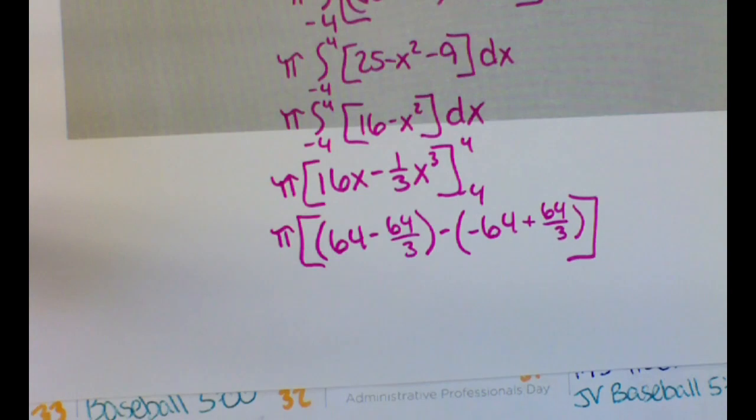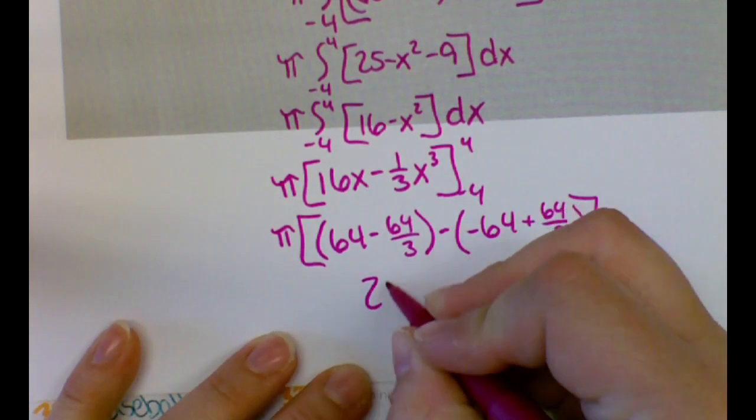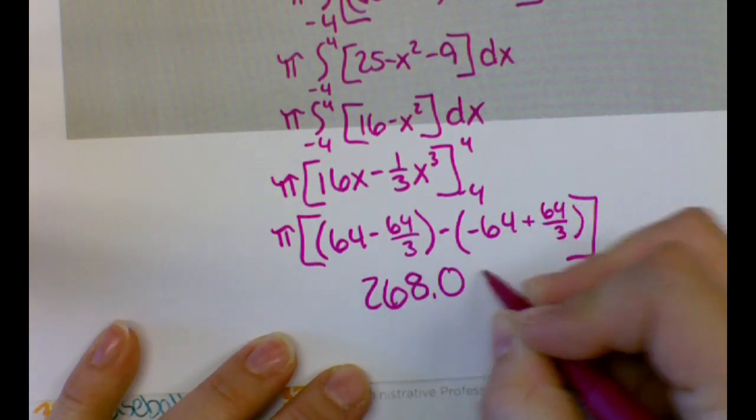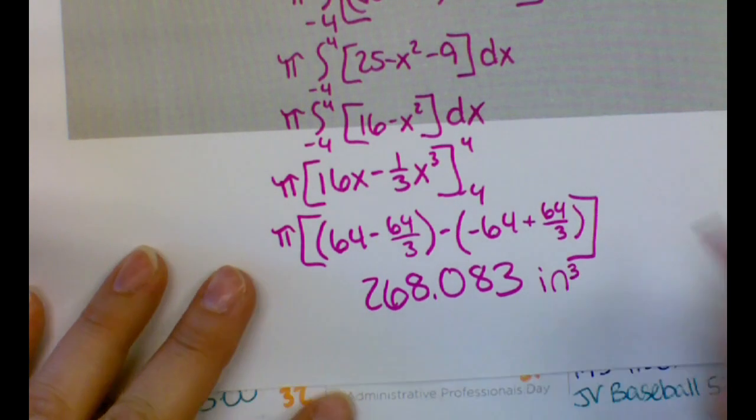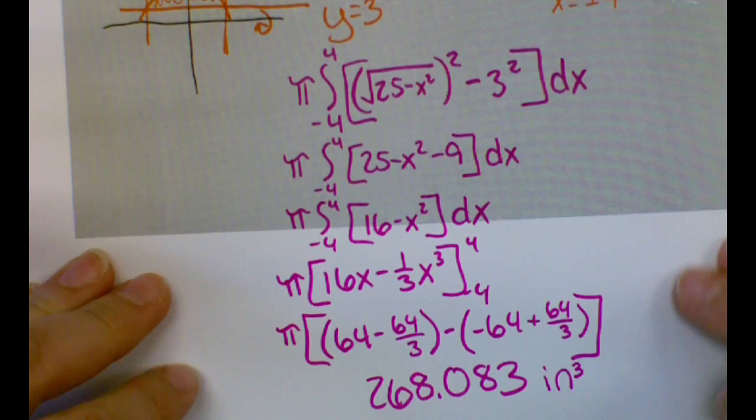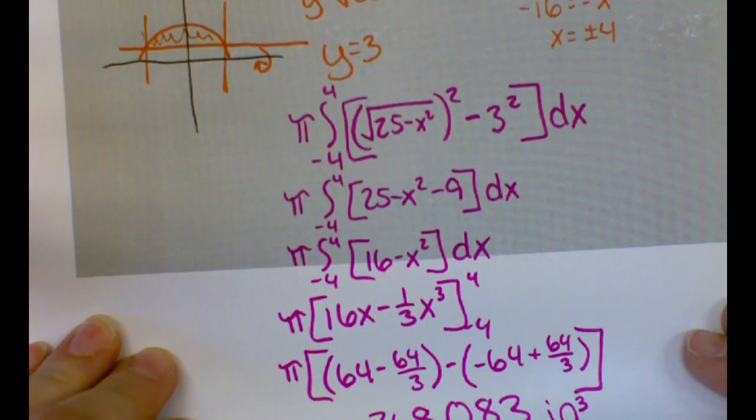Now I'm going to break out my calculator. 64 minus 64 thirds times pi gives me 268.083. And this one I have a label for: cubic inches. Remember, volumes are cubic. We were working in inches.